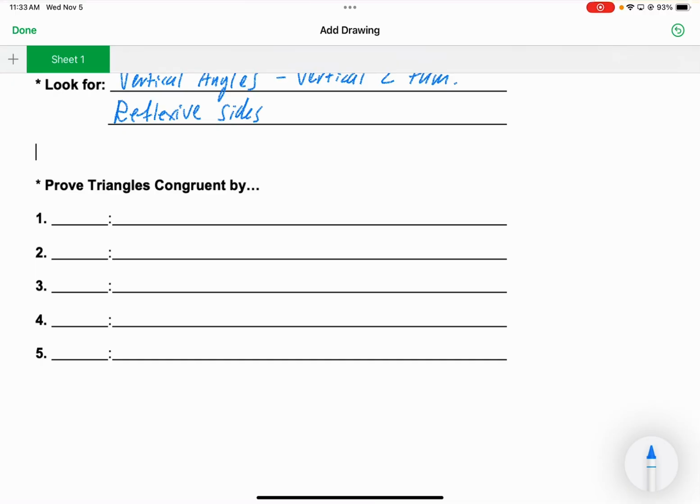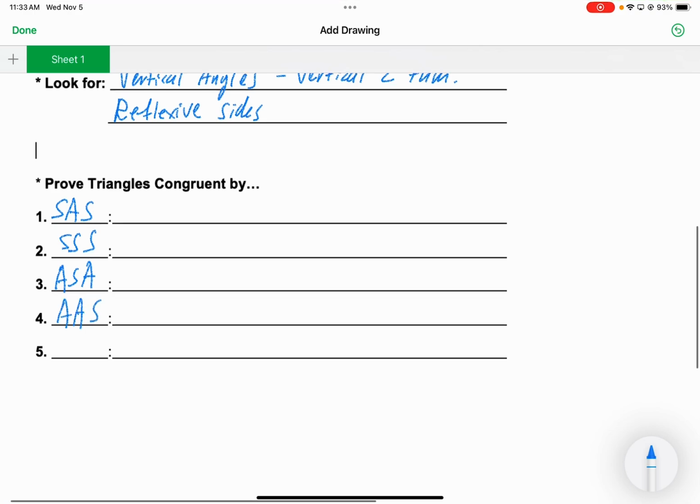What are the 5 ways we can prove triangles congruent? Somebody give me one. Side angle side. What else? Side, side, side. What else? Angle, side, angle. What else? Angle, angle, side. What's my last one? HL.